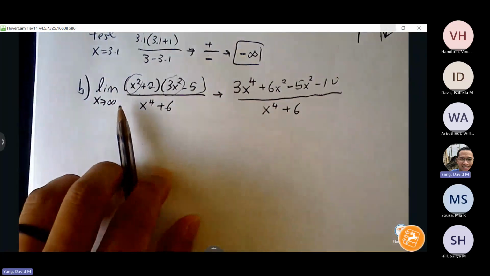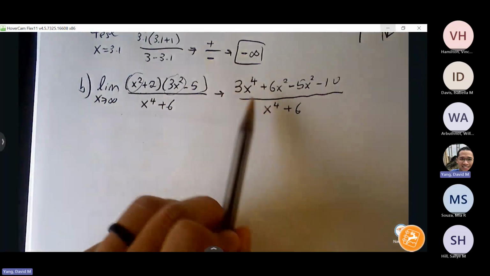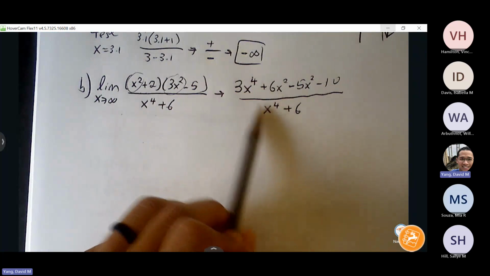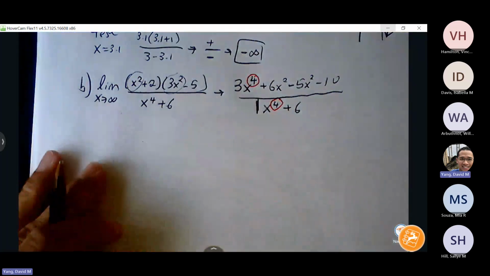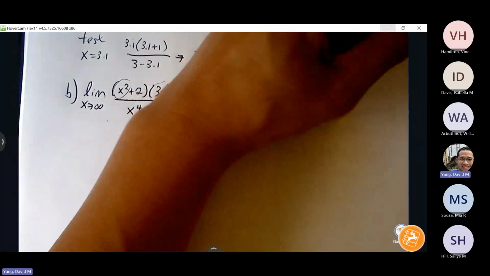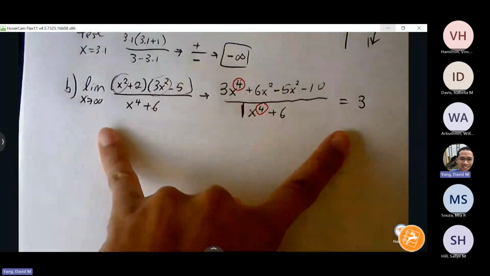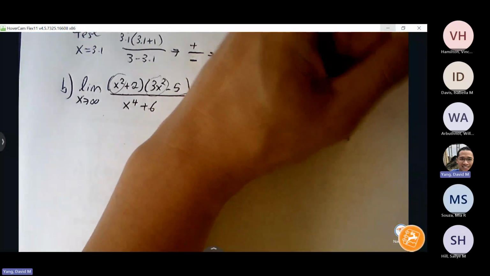So, limit as x approaches infinity. Now it's a little bit clearer to see what's going on. What do you notice? Same. So if the degrees are the same, how do we find the limit? Coefficients. So 3/1 is equal to 3. Now, the 3 is the limit, but it also represents the horizontal asymptote.